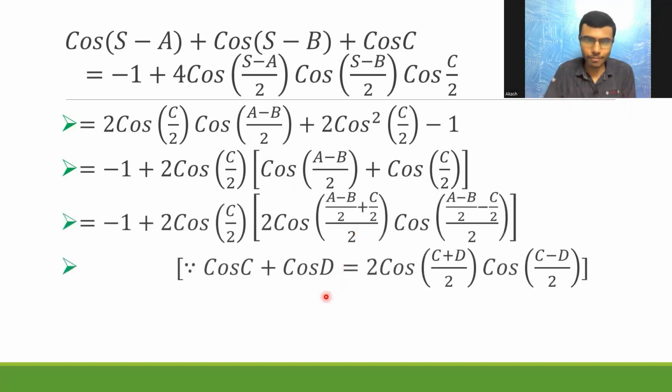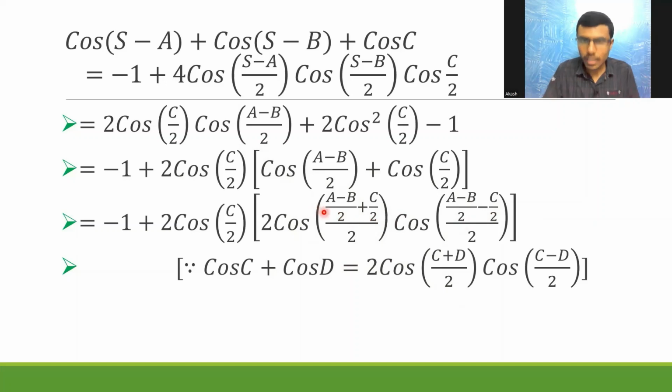So this is what I would get: 2 cos (a minus b by 2 plus c by 2) by 2. Okay, because here my c is a minus b by 2. That's why there is by 2 in the numerator. And in the formula there is a by 2, that's why there is a by 2 here. Likewise, a minus b by 2 minus c by 2.